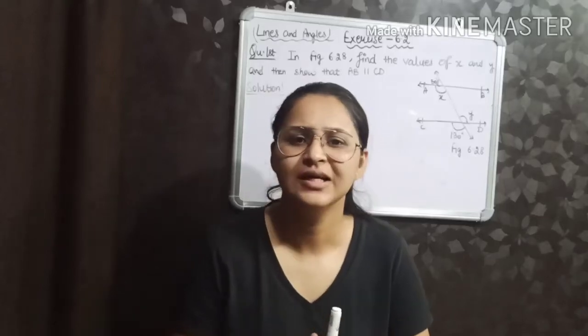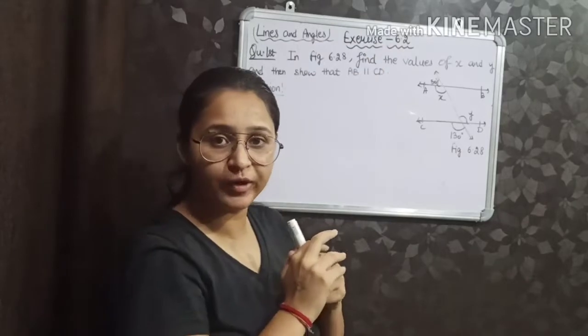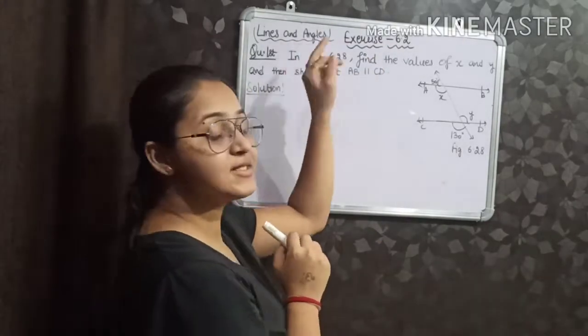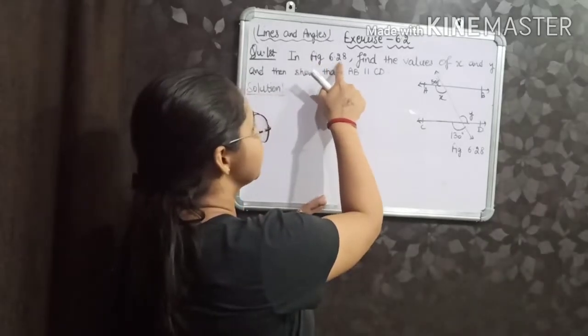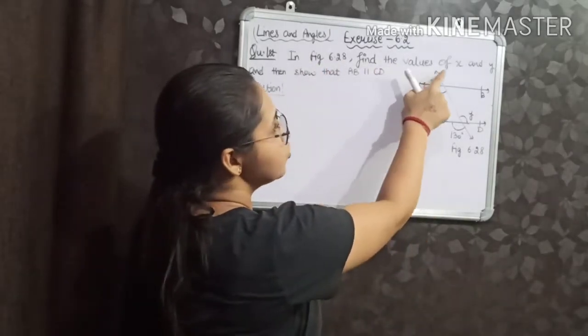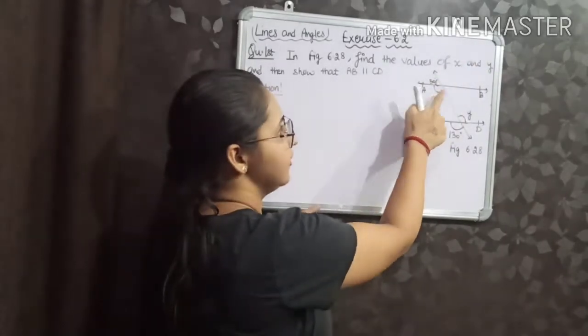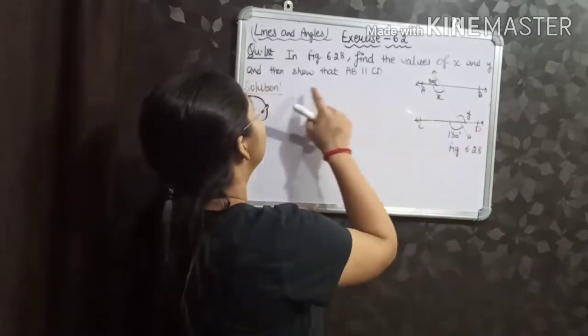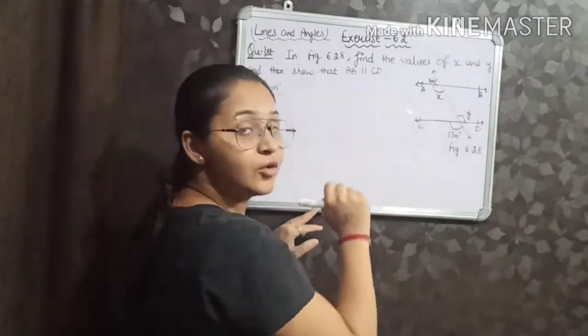So students, let's learn question first of exercise 6.2. Chapter is lines and angles. So question first is in figure 6.28. This is the given figure. Find the values of x and y. Where is angle x? Angle x is here and angle y is here. And then show that AB is parallel to CD.